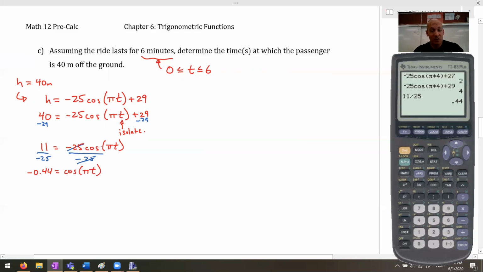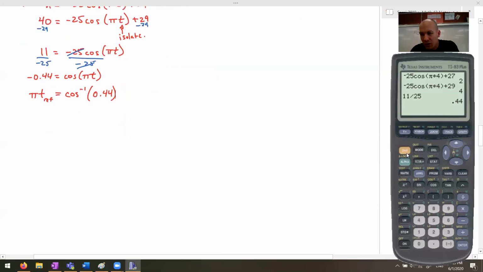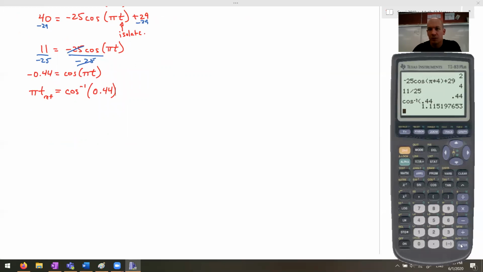All right, so how do we solve this? Does this look like a special angle kind of triangle thing? The answer is absolutely not. So what we're going to do is figure out the reference angle for pi t. We're going to use inverse cosine on our calculator, ignoring the negative sign and just taking inverse cos of 0.44. Remember, when you do this, you are getting pi t reference.